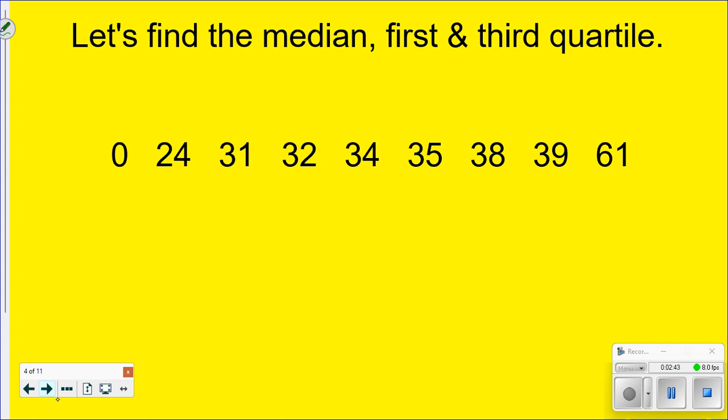So let's find the median, first, and third quartile. The first thing you have to do is put them in order, and I put them in order to save us a little bit of time today. The first thing we're going to do is find the median. Median means the middle number, and I can already tell that 34 is going to be my median.